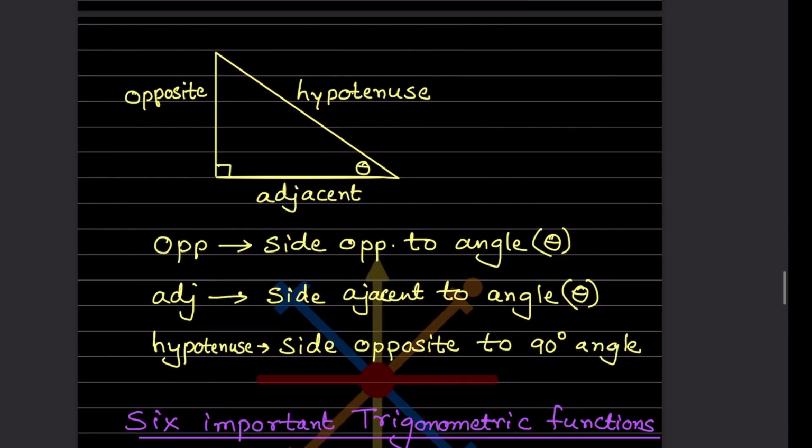Now look at this. This is the right angle. I have told you before that this is the hypotenuse, this is the opposite side, and this is the adjacent side.